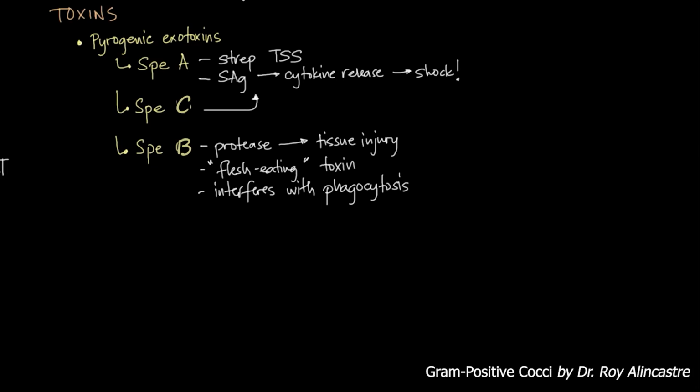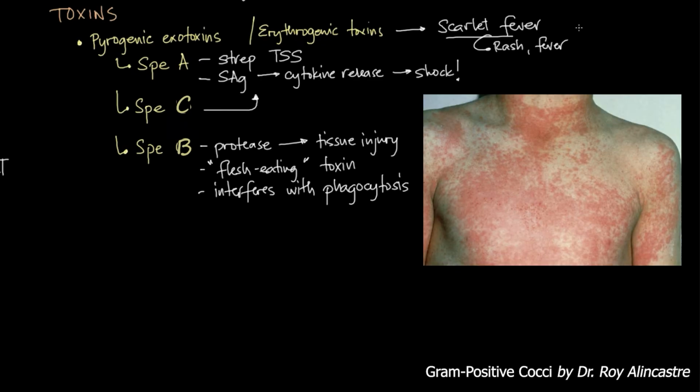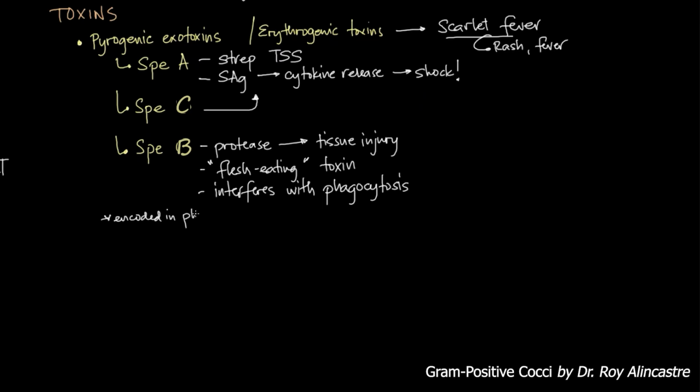The pyrogenic toxins A to C were also found to cause scarlet fever. So thus they are also called erythrogenic toxins. It was previously believed to be a separate toxin. These cause a bright red rash, which is typical of scarlet fever, no? And they also induce fever by acting on the temperature regulatory center. By the way, these exotoxins were found out to be encoded in a lysogenic phage.